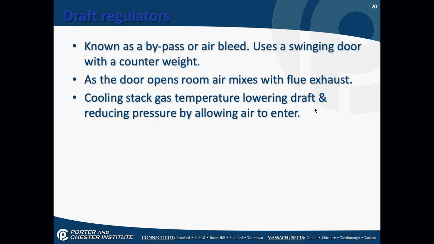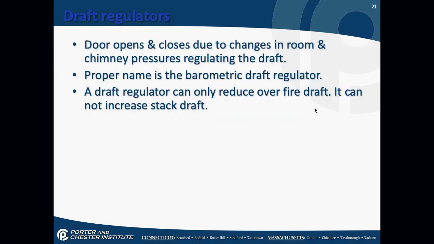So as the draft increases, the weight on the swinging door allows the door to open and allow room air to get pulled into the chimney to control the draft coming through the heat exchanger and the combustion chamber. The door opens and closes due to changes in room and chimney pressures, and it regulates the draft. The whole proper name is called a barometric draft regulator.